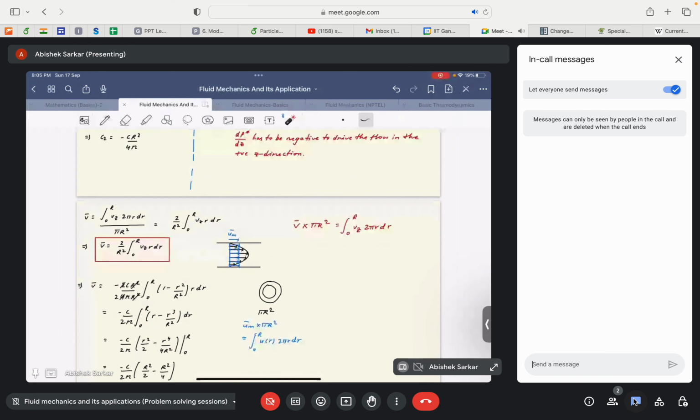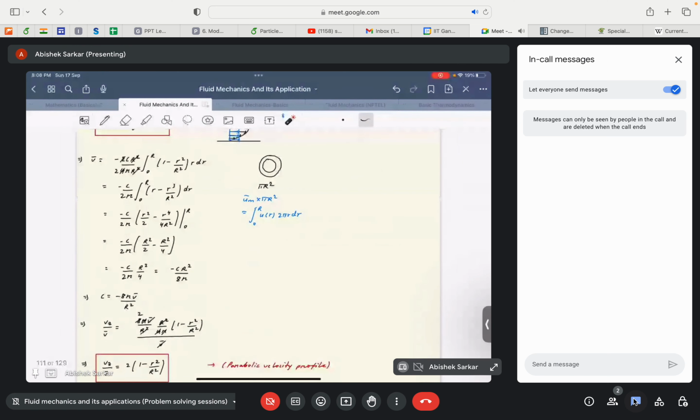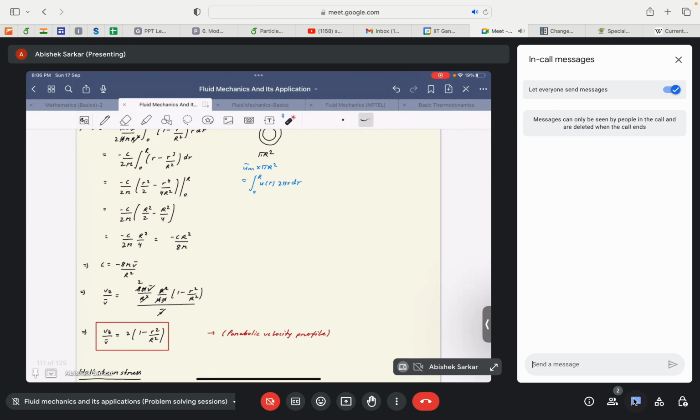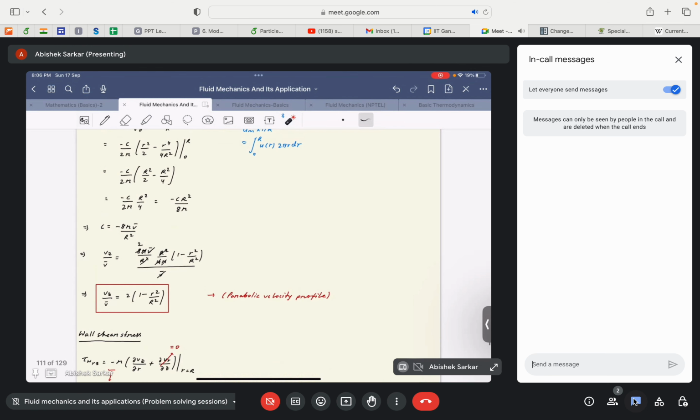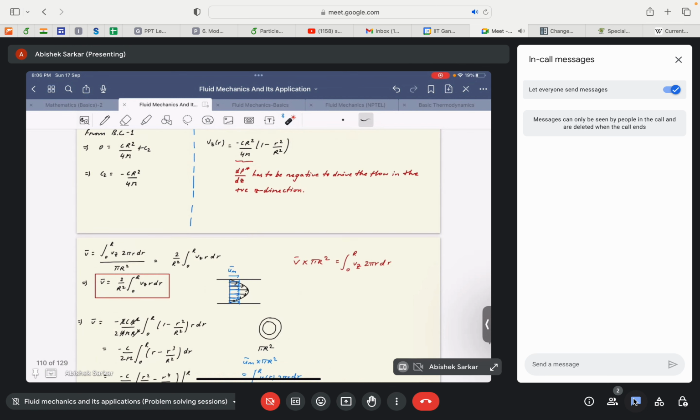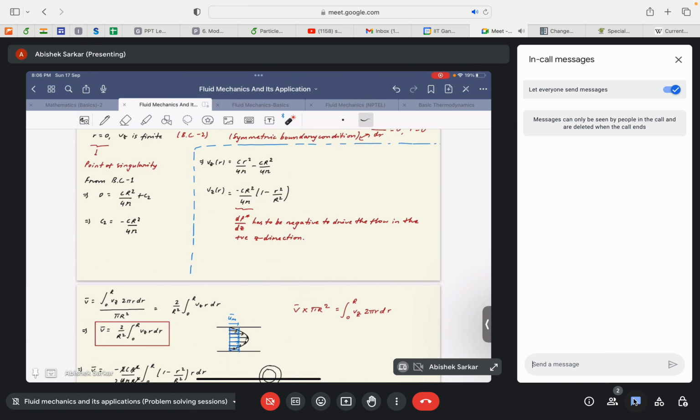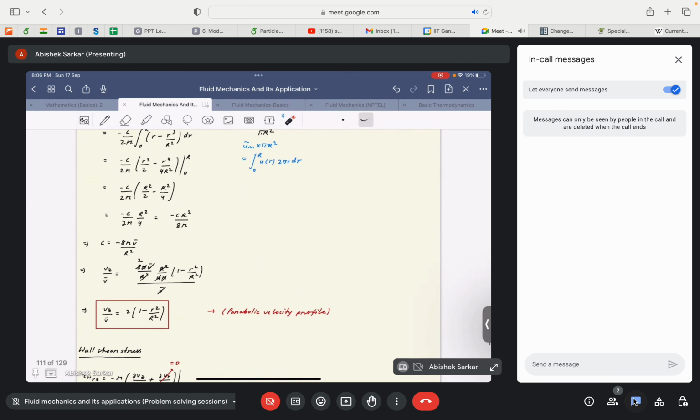So if we do this integration, we get that the average velocity is equal to minus c r square by 8 mu. Okay, so from that we can clearly see that c is equal to minus 8 mu v bar by r square, where v bar is the average velocity. So if we take the ratio of this average velocity and the velocity profile that we derived from our Hagen-Poiseuille flow, we can see that Vz by v bar is equal to 1 minus r square by capital R square. So it is actually the non-dimensional velocity profile in the case of a Hagen-Poiseuille flow.